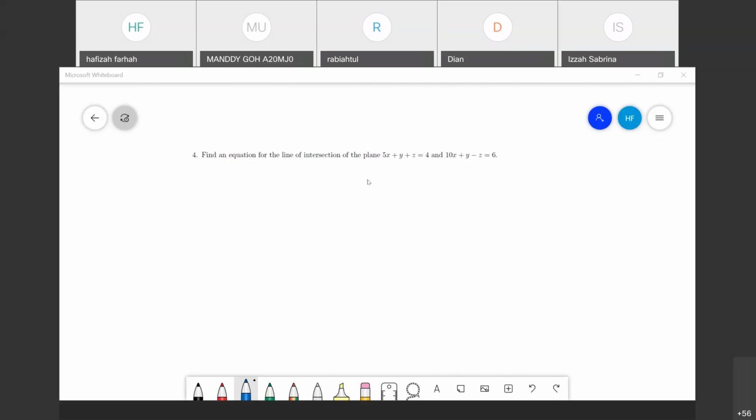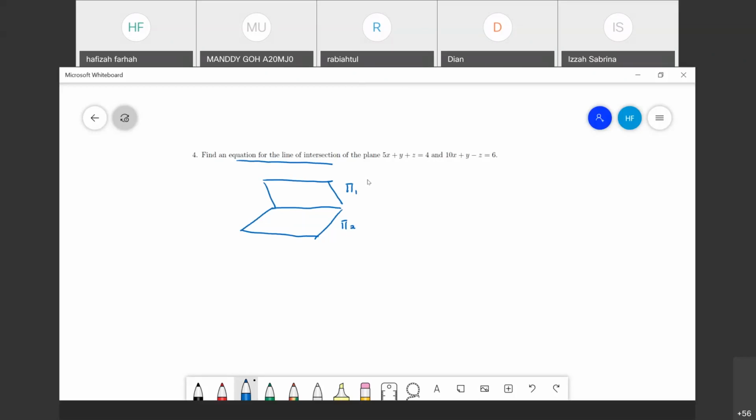Okay, now let us try these questions from the line part. Find an equation for the line of intersection of two planes. So we have two planes. Find an equation for the line of intersection, meaning that these planes intersect with each other. So this will be our pi1 and this will be our pi2.